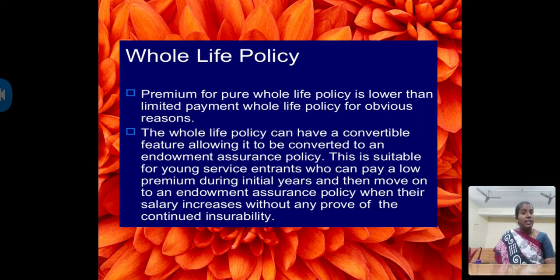Okay, whole life policy, again premium for pure whole life policy is lower than the limited payment of the whole life insurance. So pure endowment policy is having less amount when compared to whole life insurance amount. The whole life policy can have a convertible feature, allowing it to be converted to an endowment assurance policy. This is suitable for young service entrants who can pay a low premium. Suppose age is very less, premium rate is also less. If age is big, premium rate is also big. Clear?